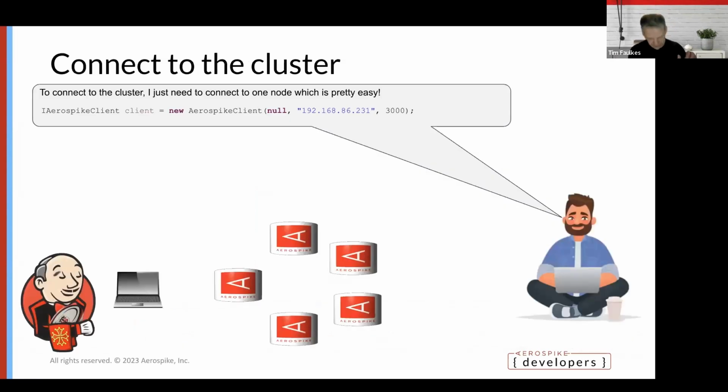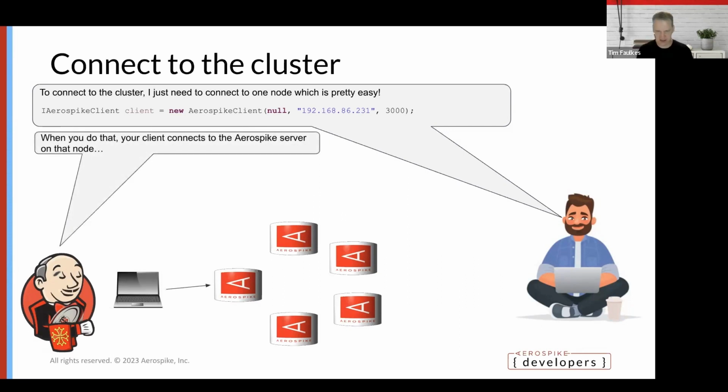All right, so I've downloaded Aerospike. My first job now is to write a program on it. Well, how do we do that? So let's say we've got a 5-node cluster, and we've got our developers sitting there, and they want to connect to it. The first thing you need to do is create the Aerospike client. So I'm going to create a new client, new Aerospike client. I'm going to pass it null, which I'll come back to in a moment, my IP of one of the nodes in the cluster, and the port, which by default is 3000.